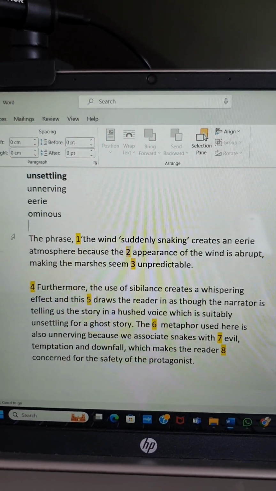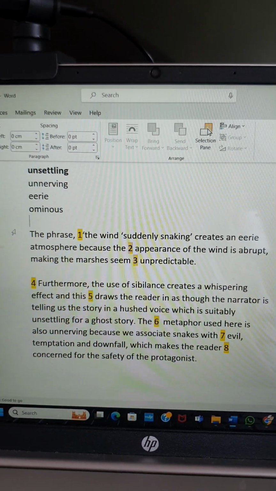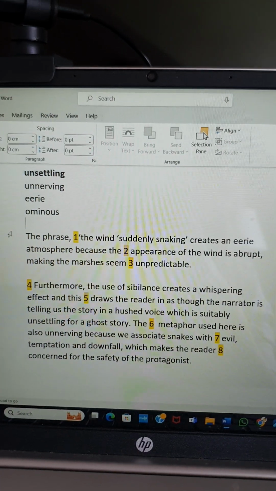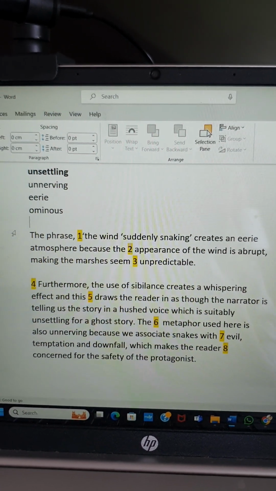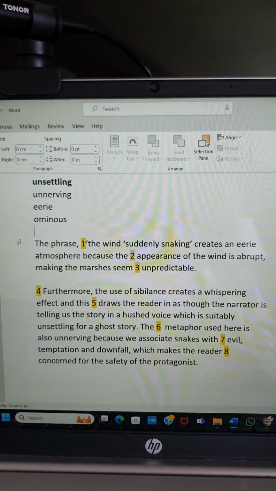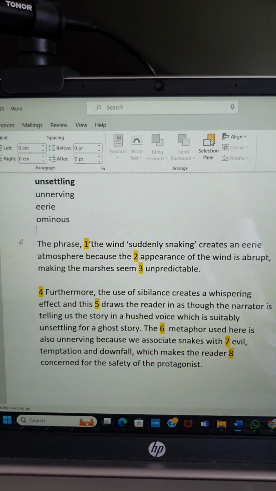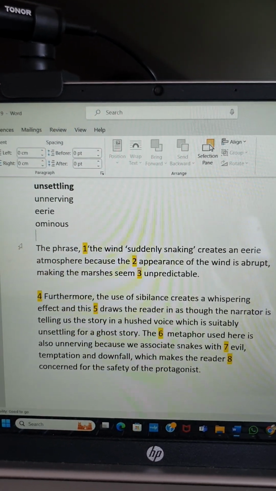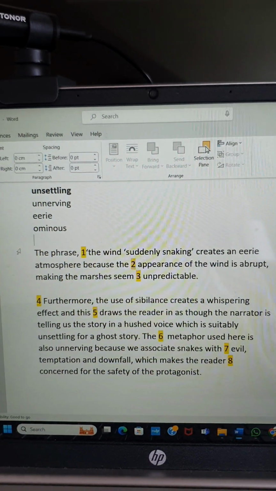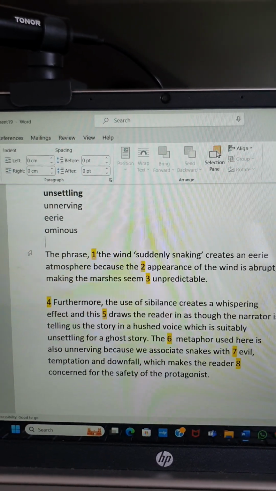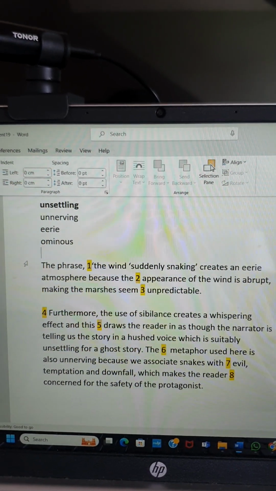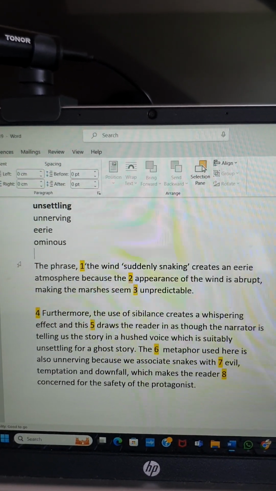Then I've talked about the metaphor and how the metaphor is unnerving because we associate snakes with evil, temptation and downfall. And this makes the reader concerned for the safety of the protagonist. And that makes a nice little conclusion at the end, because essentially the writer is trying to make us worried about the narrator. Protagonist basically is the main character, the good main character, whereas antagonist is obviously the bad main character.